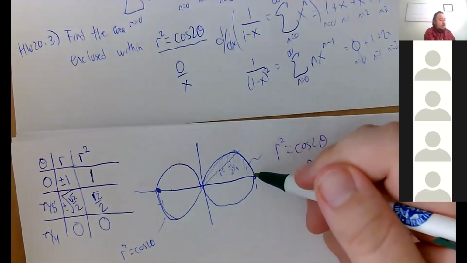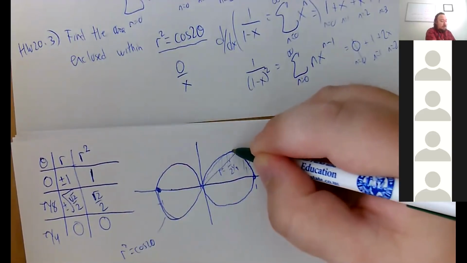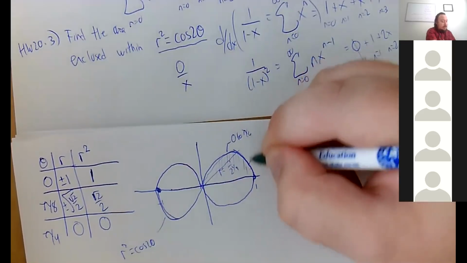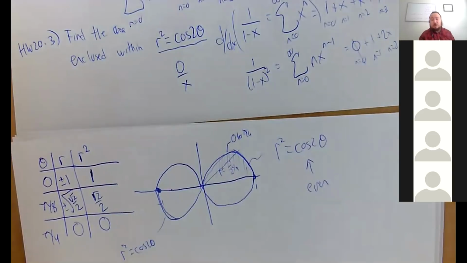Now, what I could do to get the area within this curve is go from 0 to pi over 4 and get all of this. And then what would I multiply that by to get the area for the whole thing?